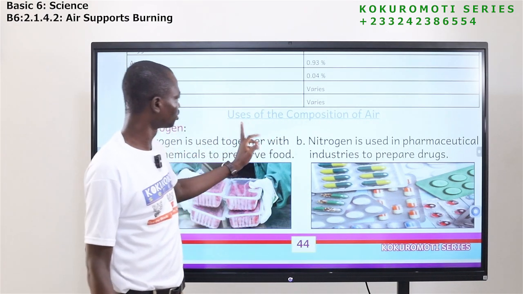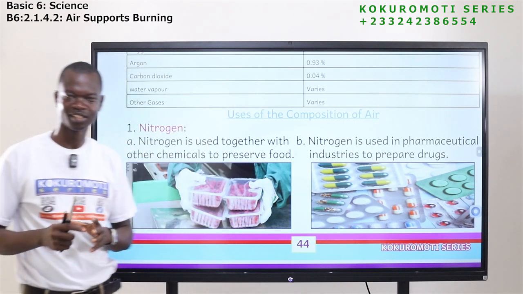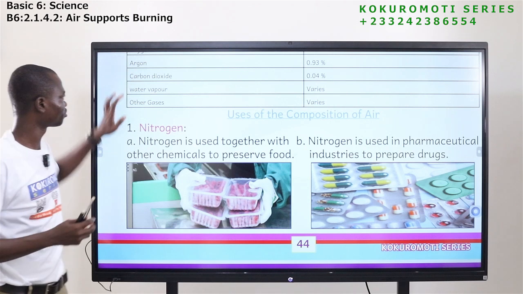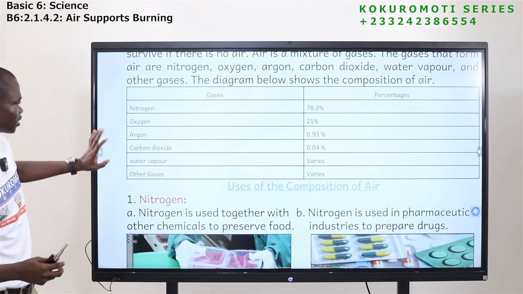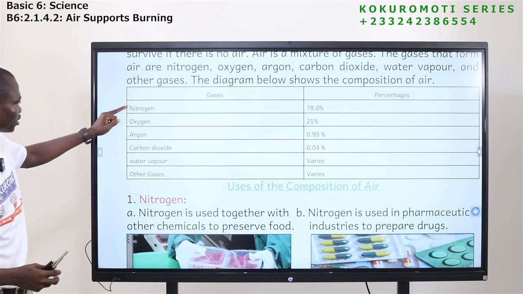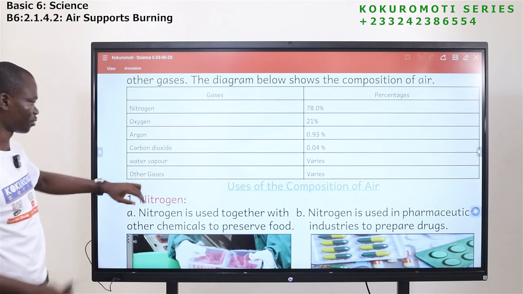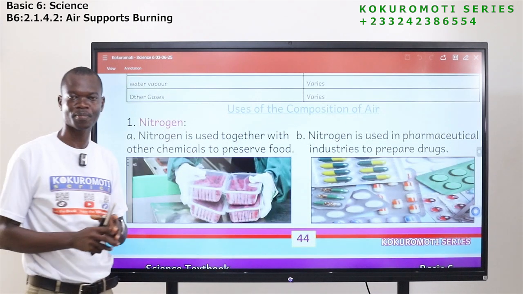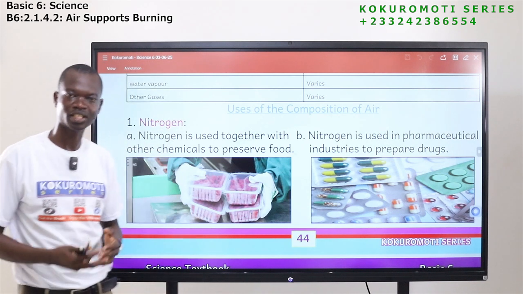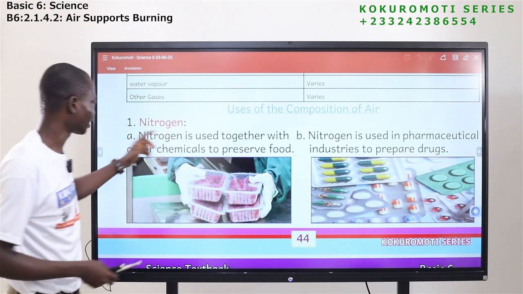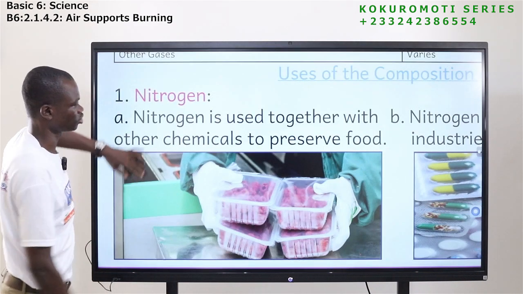Uses of the composition of air. So we are talking about the composition, the parts of air. We have 1, 2, 3, 4, 5, 6. We have 6. But the main ones that we are looking at are nitrogen, oxygen, argon, carbon dioxide. And we will also look at water vapor. Now we are going to look at each of them and what it's used for, the use or the importance of each of the components. The first one is nitrogen. What do we use nitrogen for? Do we need nitrogen at all? So let me highlight this for you to see.